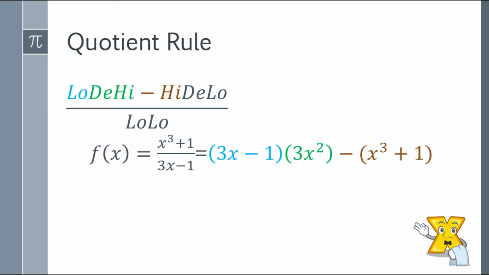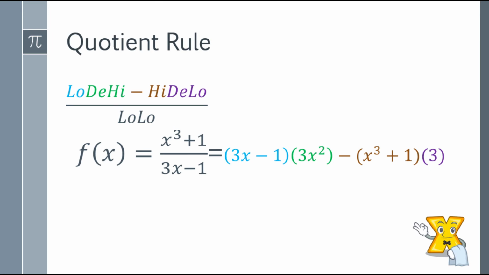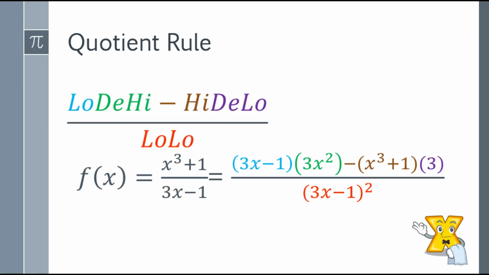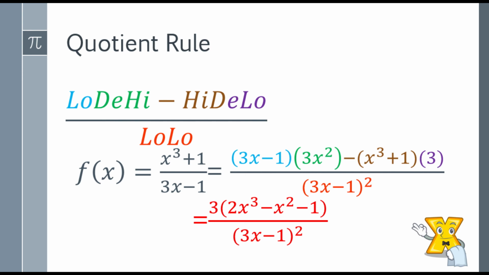Next, ima-minus natin ito sa high function, which is x cubed plus 1, as is lang. Okay, next one, we have the times natin sa derivative ng low function ng 3x minus 1, which is 3. Tapos, i-over natin sa 3x minus 1 square. Kasi low.